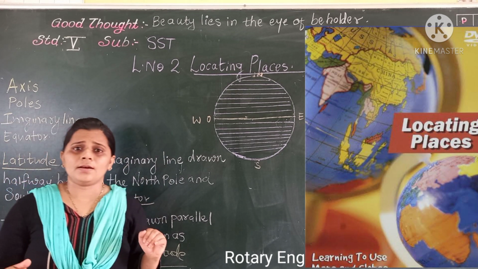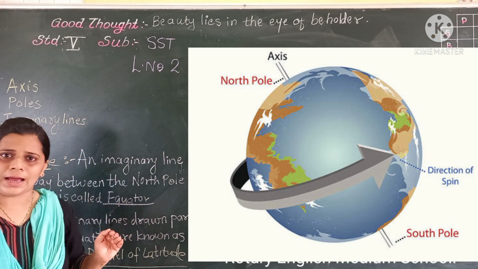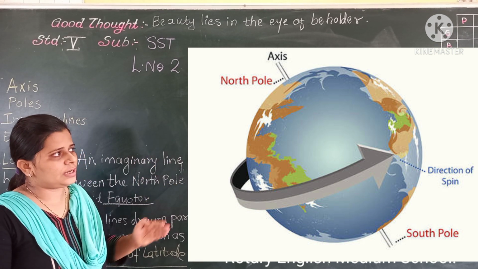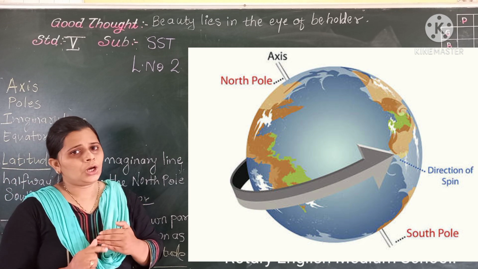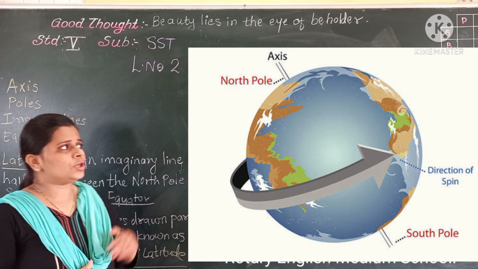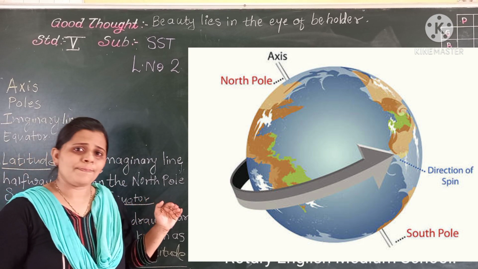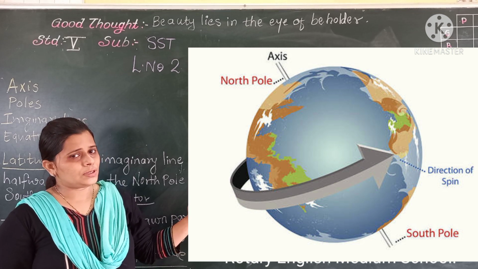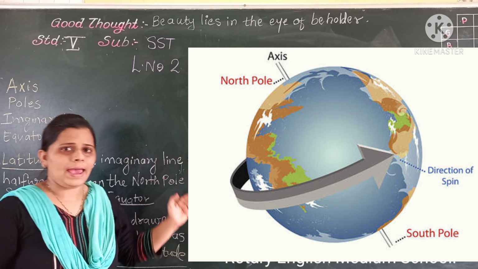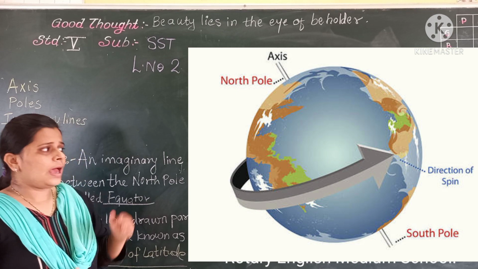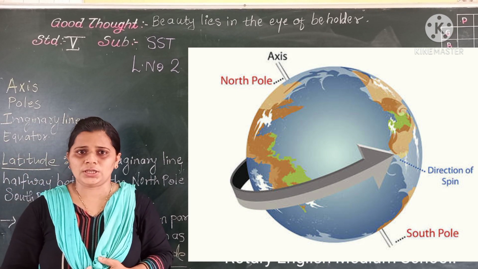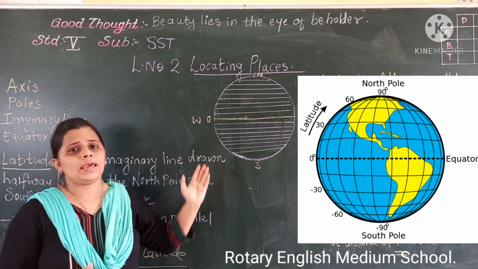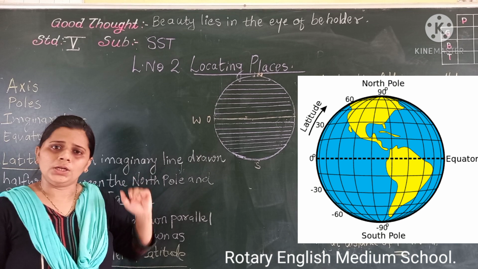So what is axis? Axis is an imaginary line on which the earth rotates. You can see here the imaginary line on which the earth rotates. And the two end points of the axis are known as poles, the North Pole and South Pole. Right students? And we also discussed the imaginary lines drawn on a globe.